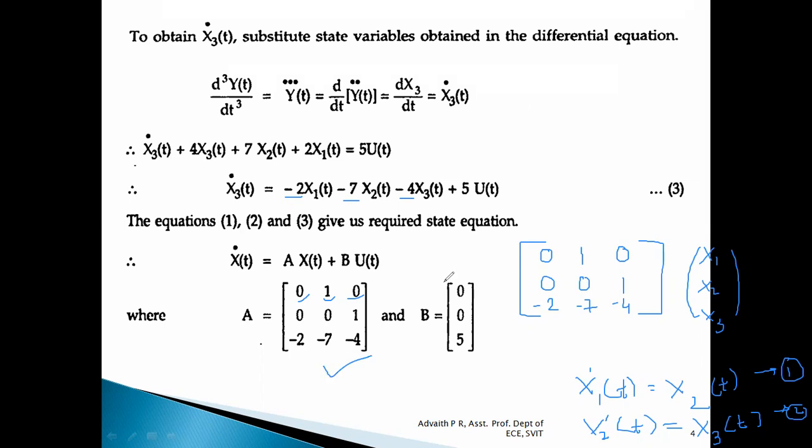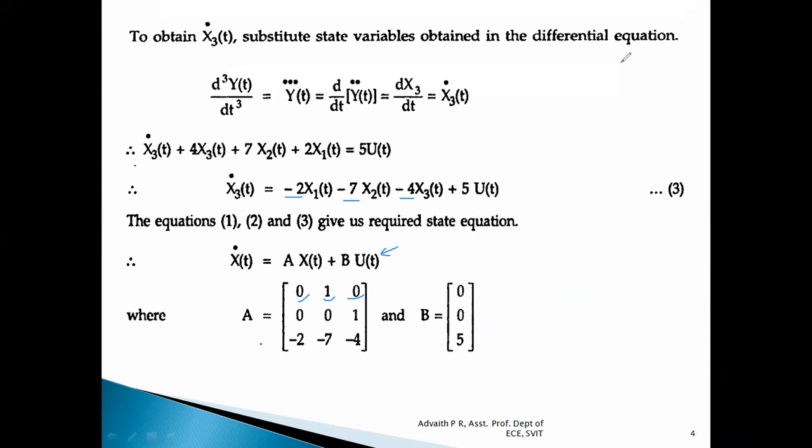Next, similarly, to find matrix B, we'll be using the term u of t. Wherever we have u of t, those terms will be considered. If we observe, u of t is seen only in the third equation. We don't see u of t in the first equation or the second equation. Hence, the first two values of the B matrix are 0. Only in the third row, we have 5 over here. Hence, we have written 5 over here. This is our matrix B.